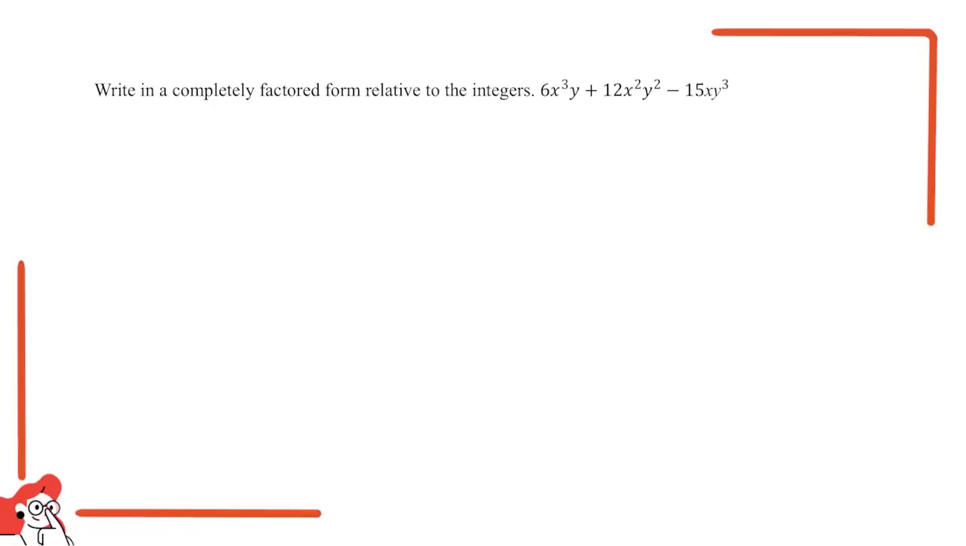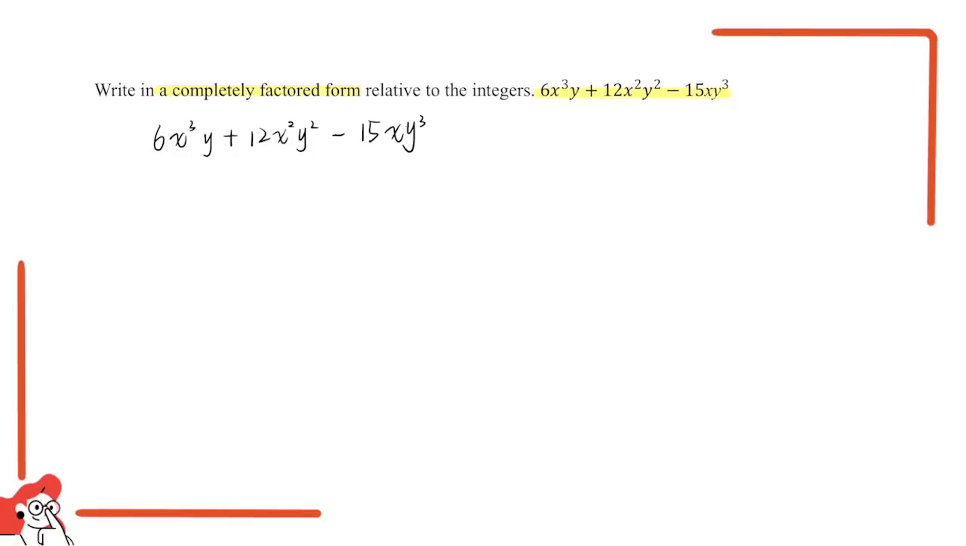So this question is, write in a completely factored form relative to the integers. This is our expression. It's 6 times x cubic times y plus 12 times x squared y squared minus 15 times x times y cubic.